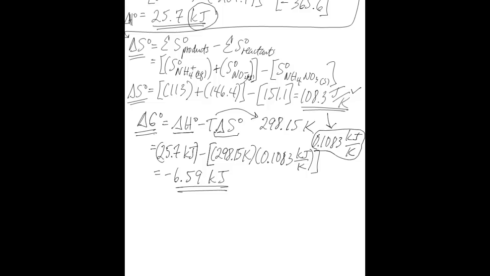And from this value, you can determine the spontaneity of your reaction. So when delta G naught is negative, the reaction is spontaneous, and that is what you have in this case. You have a negative number. So your reaction will be spontaneous.